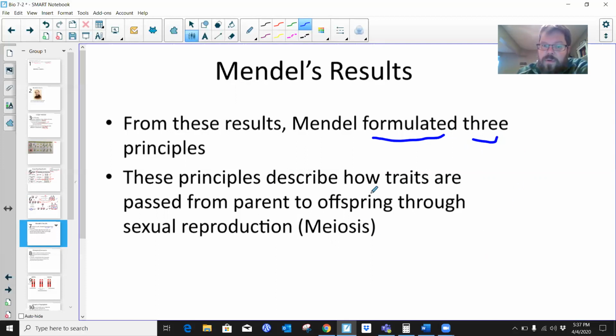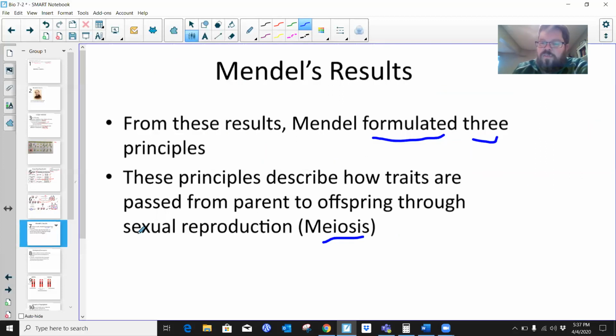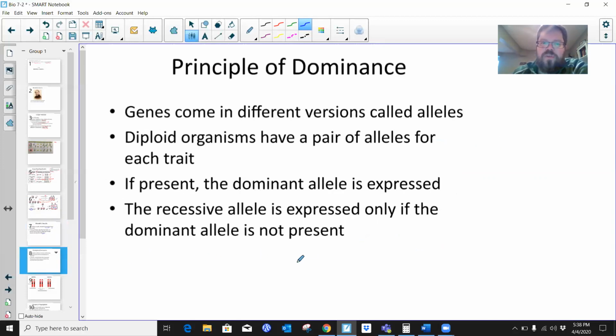So these principles describe how traits are passed from parent to offspring through sexual reproduction and meiosis. So meiosis, really when we're looking at these Punnett squares, we're looking at, in a sense, the concept of what meiosis is. It is this division of the potential genetic material that can be passed on to the resulting generation. Okay. So first is the principle of dominance. We've actually kind of talked about this, believe it or not, as we've gone through the first part of this lecture.